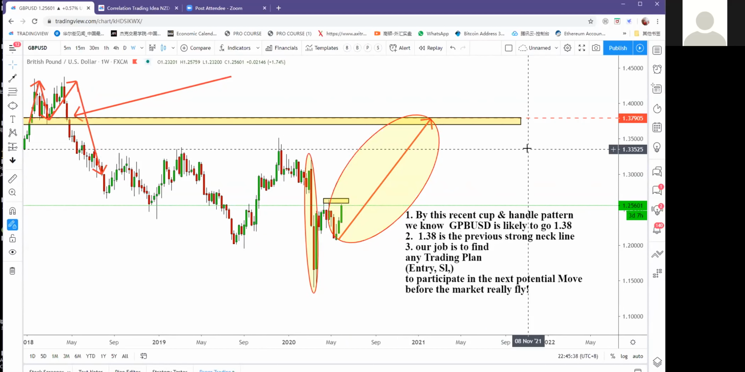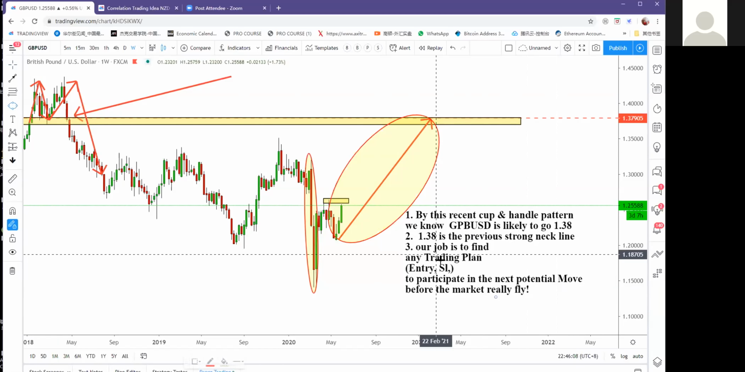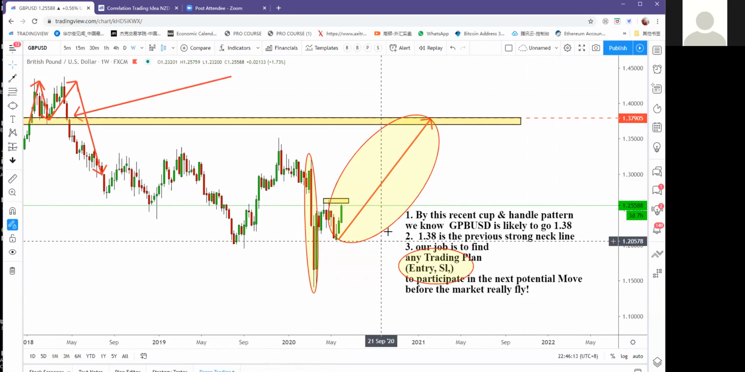We are traders. We are not analysts only, and we are not prophets, not those mystery masters who can tell you the sterling is going to 1.38, so buy sterling. We are not this kind of people, but we are traders. So a trader has to think. Our job is to get a very particular entry and stop loss to go for this trade.